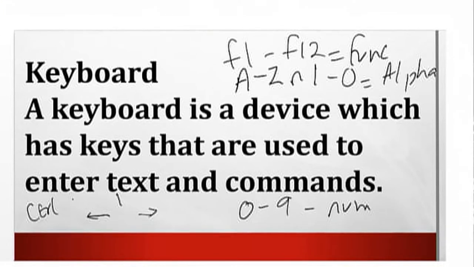So we have five basic components of the keyboard. We have the function keys, the alphanumeric keys, the numeric keys, the cursor control keys, and then the special purpose keys.